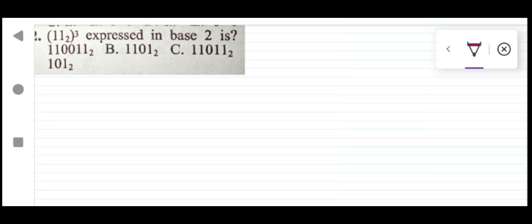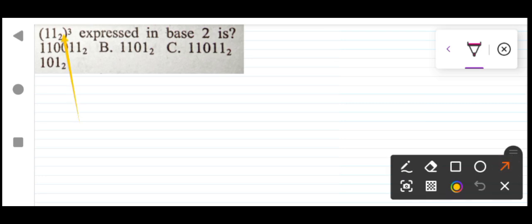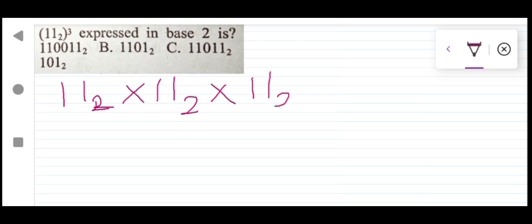Let's solve this question together. The question says 1 base 2 all power 3 expressed in base 2 is, we have the options right there, and of course we need to get started. So quickly, we need to understand what 1 base 2 raised to power 3 means. It simply means you are writing 1 base 2, multiplying it with 1 base 2, and doing this same thing again the third time. So that's what raised to power 3 simply means.